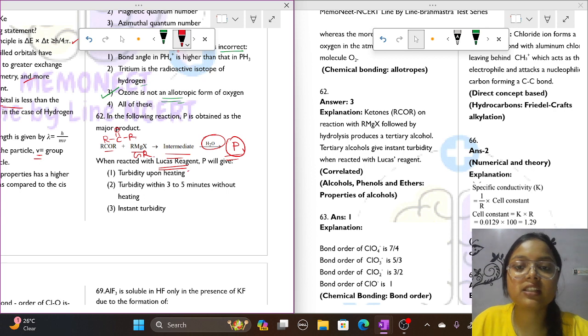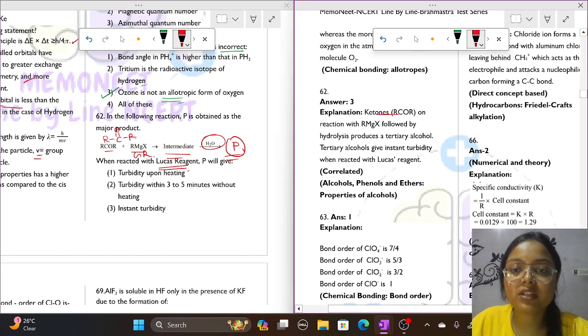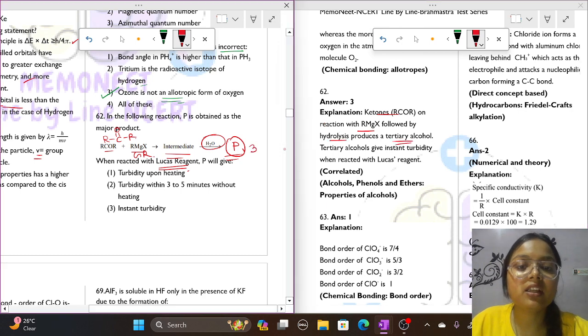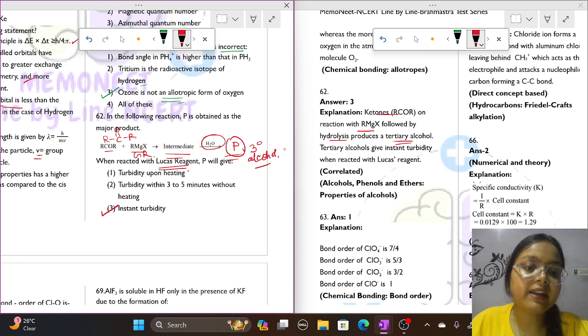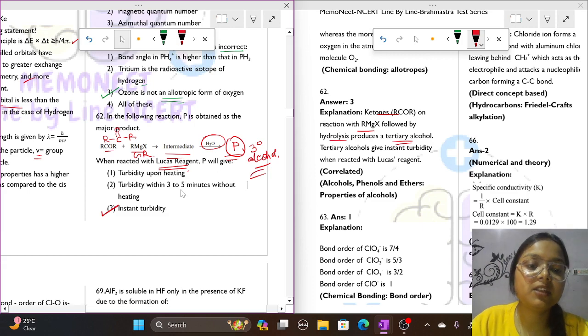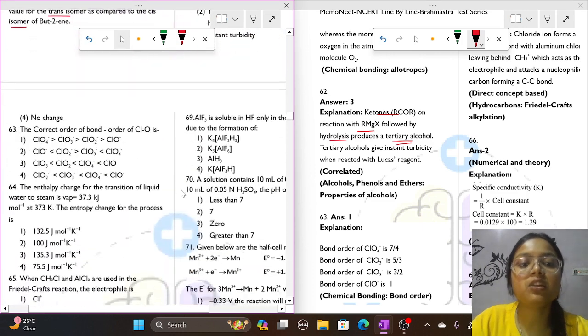So we know that ketones on reaction with RMgX followed by hydrolysis produce a tertiary alcohol. So here P will be the tertiary alcohol, and the tertiary alcohol provides instant turbidity with the Lucas reagent. This is the distinction between the types of alcohol: primary, secondary, tertiary. The tertiary alcohol gives turbidity instantly on reaction with Lucas reagent.